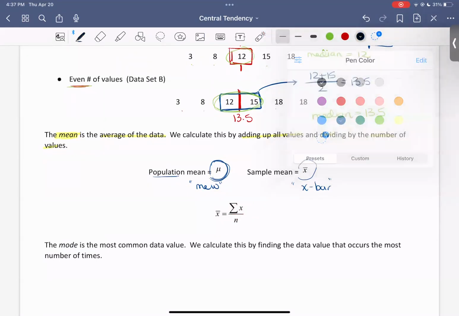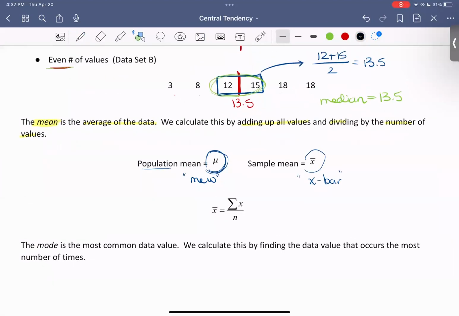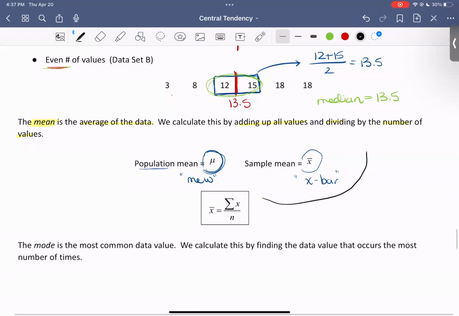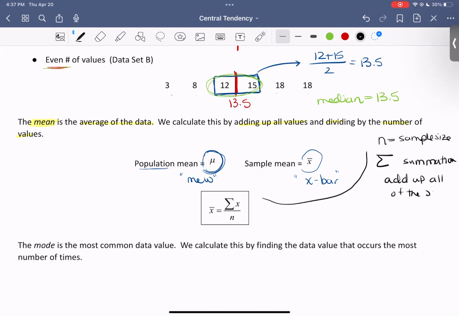So let me just notate this a little further. So in this formula here, let's define a few of the notations you're seeing. So n here is equal to the sample size. This Greek letter sigma is a summation. It means we add up all of the little x's. The little x's are the data values.